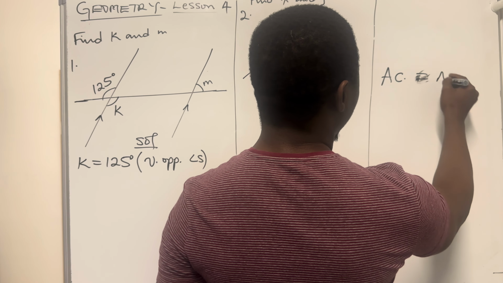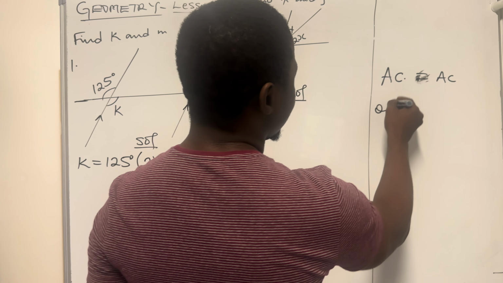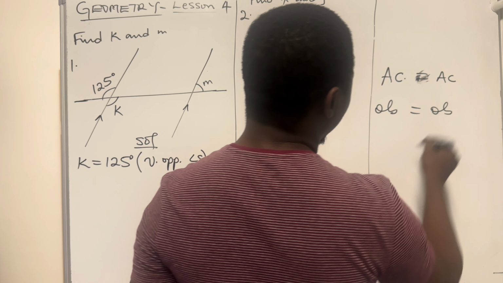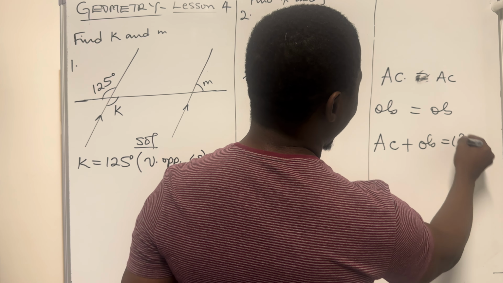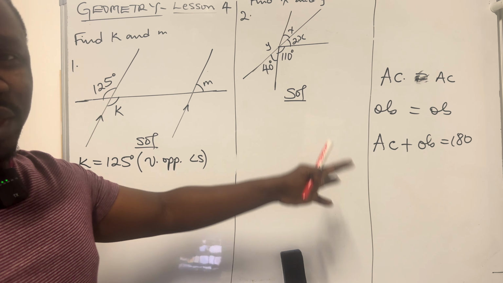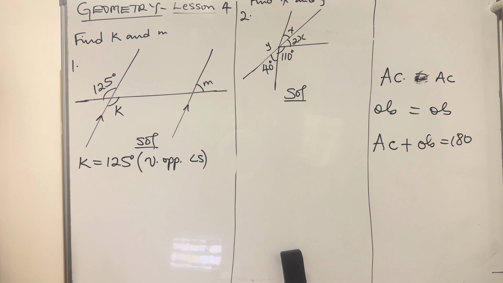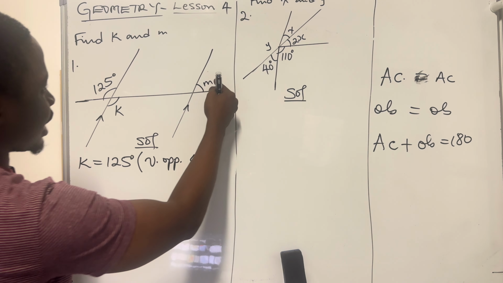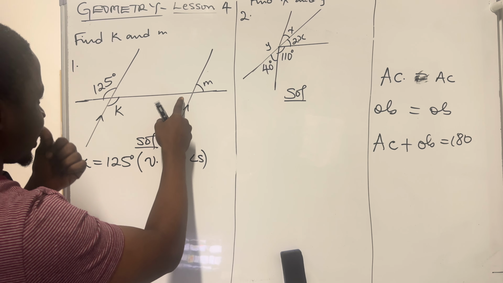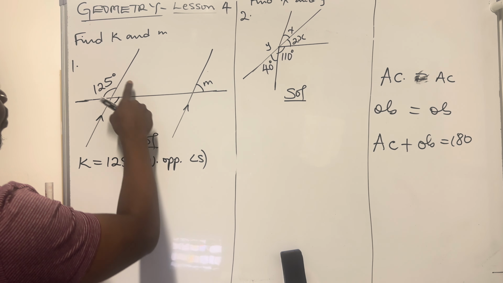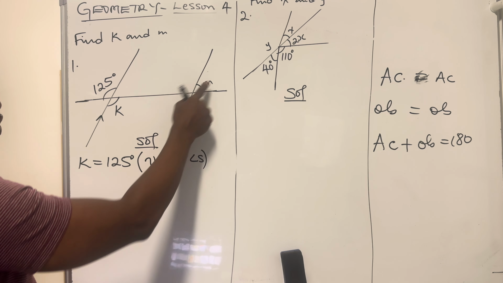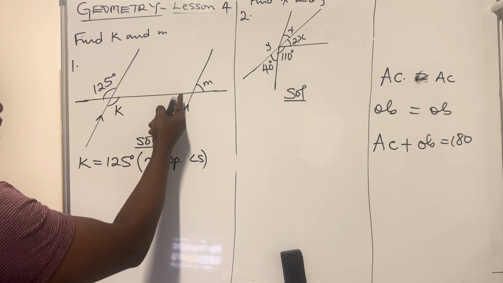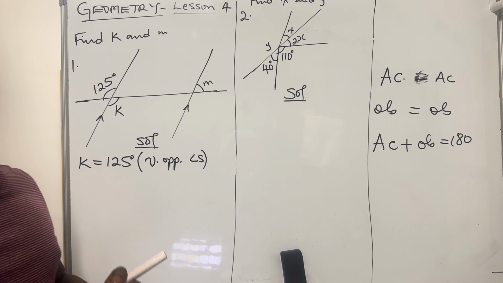Now I can say acute is equal to acute. Yes, obtuse is equal to obtuse. Then acute plus obtuse is equal to 180. If you know these three, you will always find it easier. So we don't have time to say, let this M become here, and once this M is here, then we bring it here before we work with it. No. We don't have all that time. All that is a waste of time.